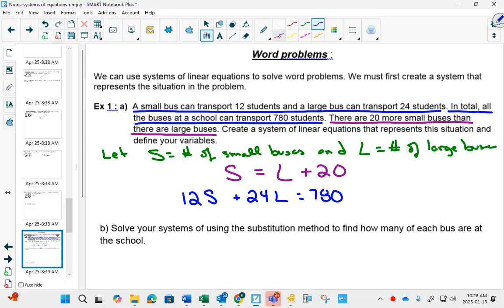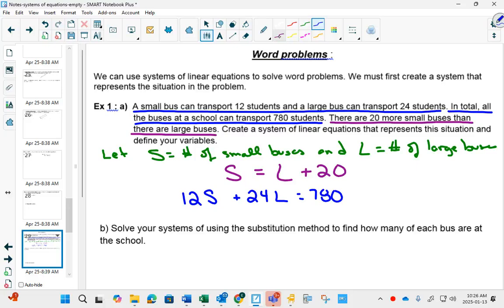This is the hardest part in word problems. Can you read and interpret and come up with an equation that makes sense? So we have to do a fair bit of thinking here. We have to be able to say, okay, the total number of people is 780, and each small bus takes 12. So if I had 10 small buses, that would take 120 people. Each large bus takes 24. If I had 10 large buses, that would take 240 people.